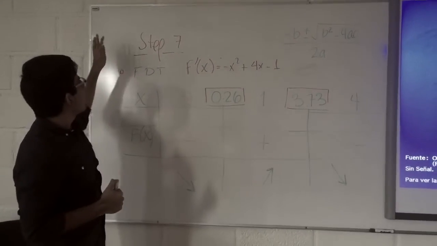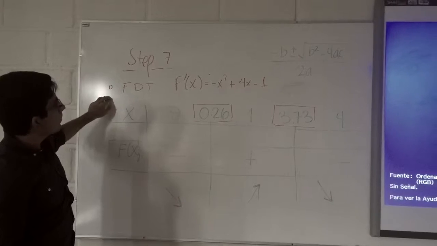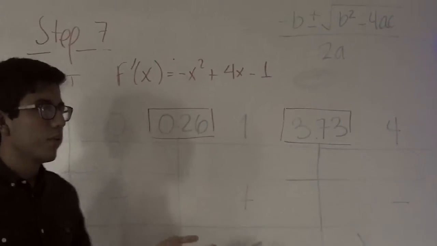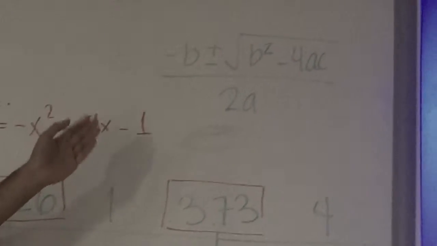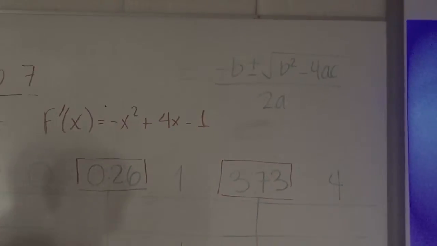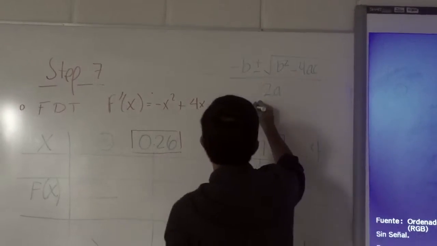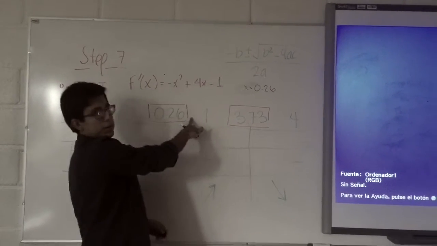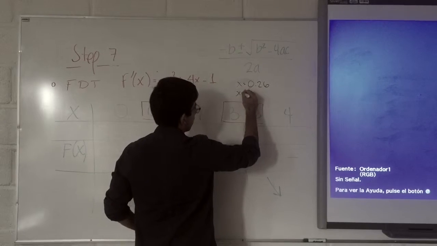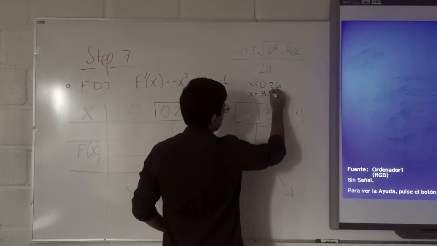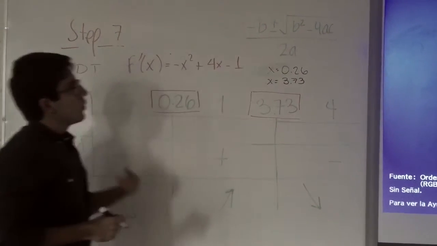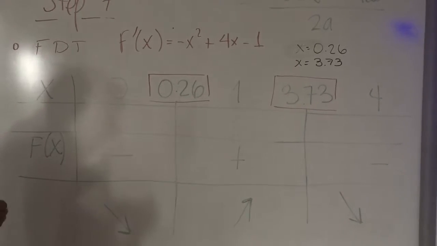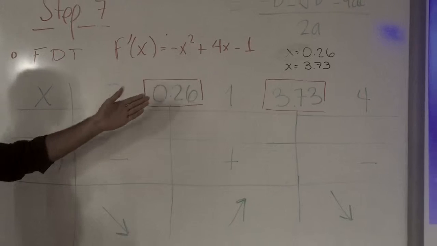So, our next step, number 7, first derivative test. We have our derivative, so we need to substitute these values in our general formula. So, we obtain that our first x is 0.26, like is shown here, and 3.73 in here. We didn't show the steps because we don't have enough time, so that's the result.